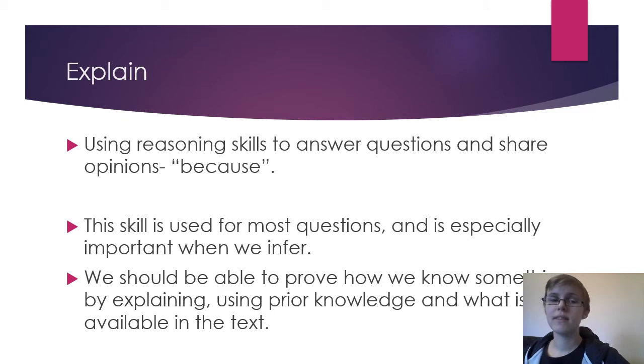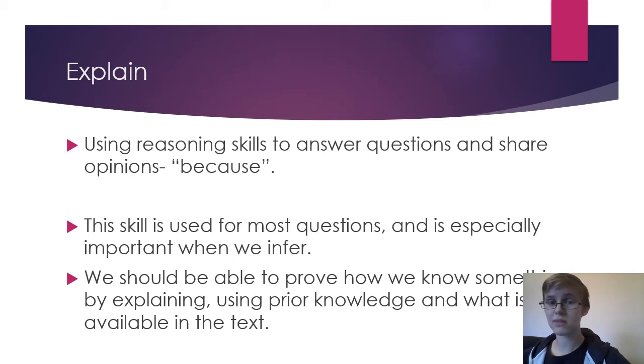Explain. The E is for explain. When we use our reasoning skills to answer a question, we usually use "because." That's us explaining how we know something. Sharing opinions is very important when we're reading because it shows how we're thinking and what we understand. This skill is used for most questions and it's really important when we're making inferences.